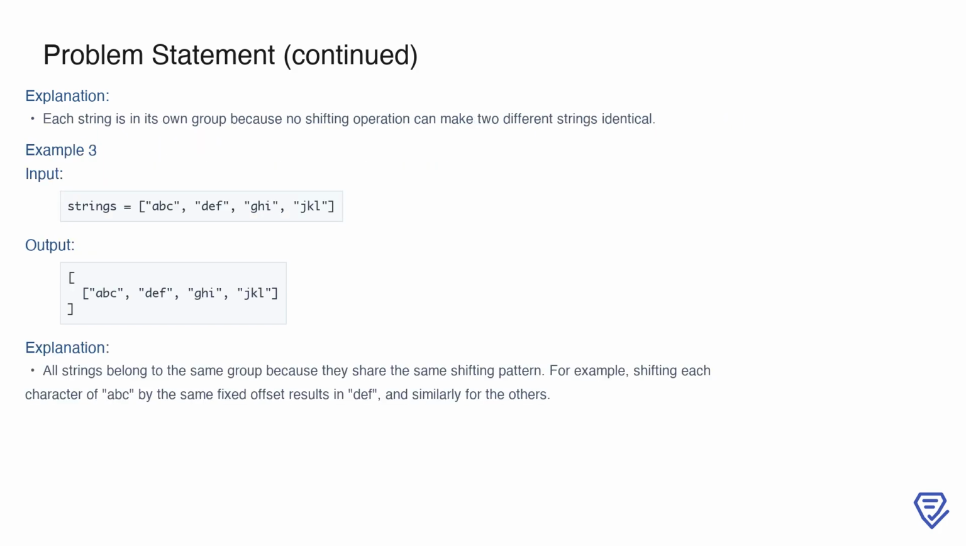Now, consider an additional example with the input ABC, DEF, GHI, JKL. Here, all the strings belong to the same group because they share the same shifting pattern. For instance, shifting ABC by a fixed offset gives DEF, and shifting DEF gives GHI, and so on. Since all these strings align with the same shifting logic, they are grouped together. This demonstrates that a single shifting pattern can include multiple strings, even if the strings appear different at first glance. The grouping is entirely determined by whether the shifting operation can make one string match another.